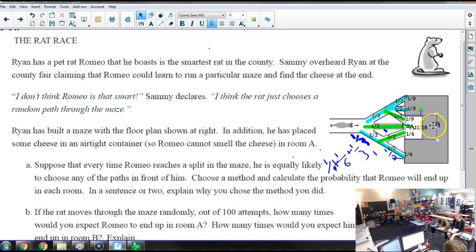So I feel like A would be more probable. Well, what then is left for B? It's the others. It's 7/18. Even though it's a bigger region, there's a lesser chance of getting it.